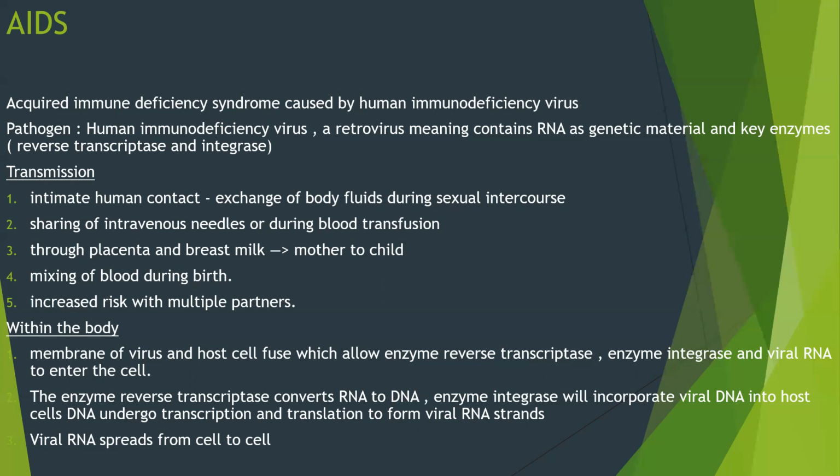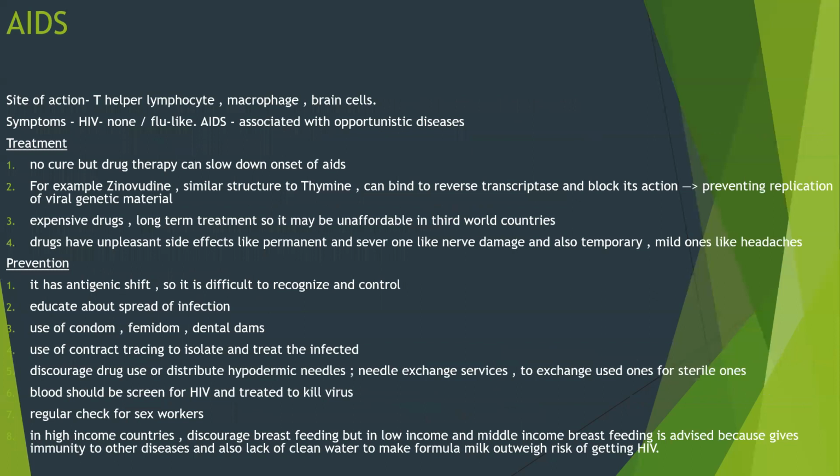So the viral RNA and proteins will basically spread from cell to cell. Furthermore, you know that the site of action is T helper lymphocytes, macrophages, or brain cells. Symptoms of HIV there isn't much, but AIDS they are associated with opportunistic diseases, because eventually AIDS is just a lack of immune related cells. So the immune system is weakened.